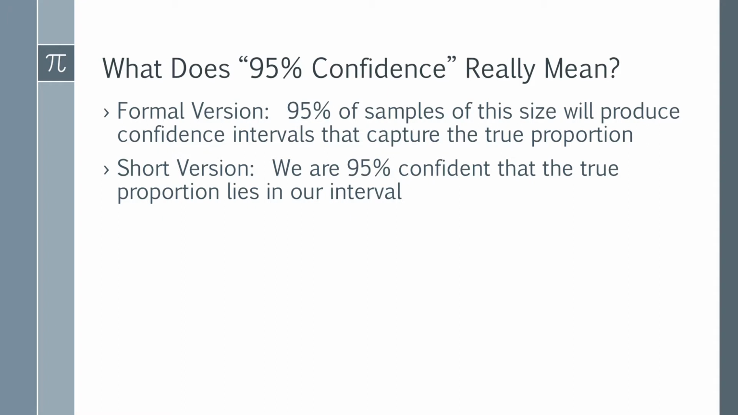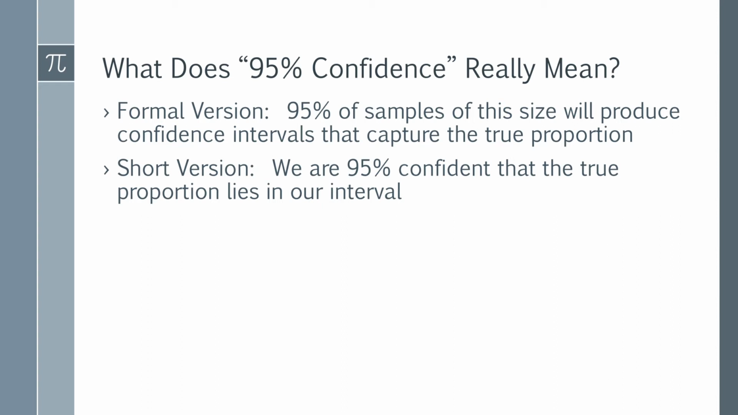So what does 95% confidence really mean? Well, the formal version says 95% of samples of this size will produce confidence intervals that capture the true proportion. The short version: we are 95% confident that the true proportion lies in our interval. So remember, the p hat is a sample statistic, and the p, our true proportion, is the population parameter. So we're using our sample to come up with an interval as to what we believe the true proportion is.